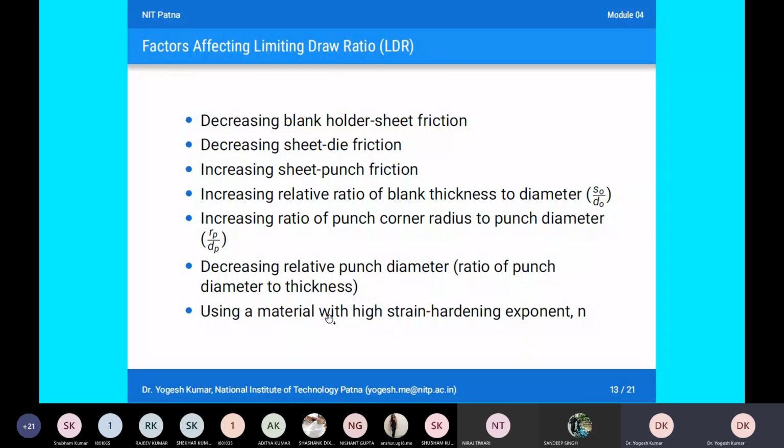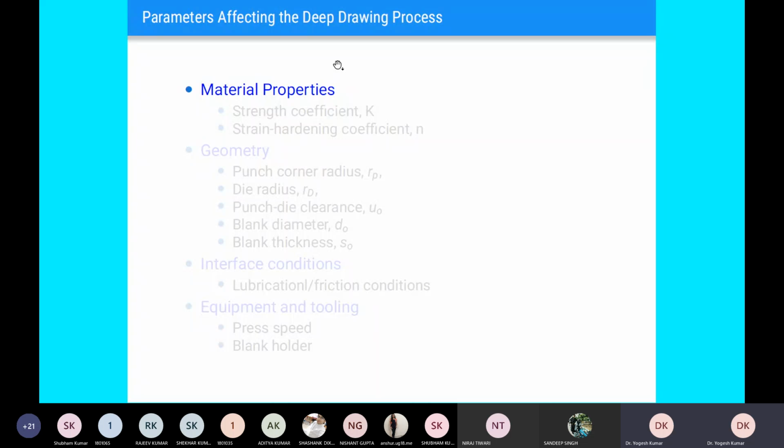Then, among different materials, by using a material with a high strain hardening component, that is a material having a high n value. This is how we can increase your drawability or limiting draw ratio in the deep drawing process. Here I have listed these out, I have not gone into detail about that. I will provide some supplementary notes related to this topic.